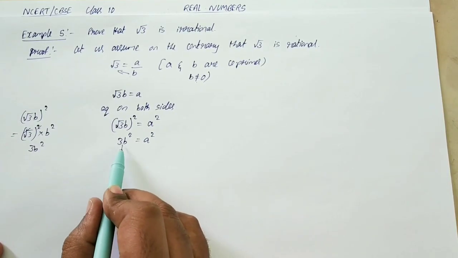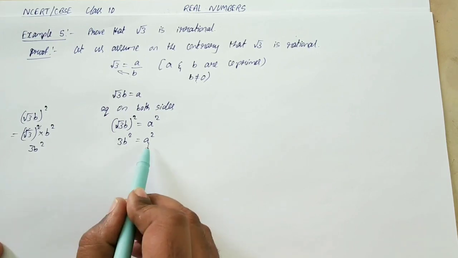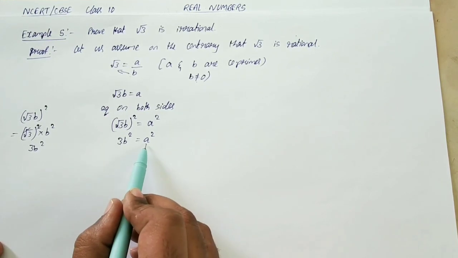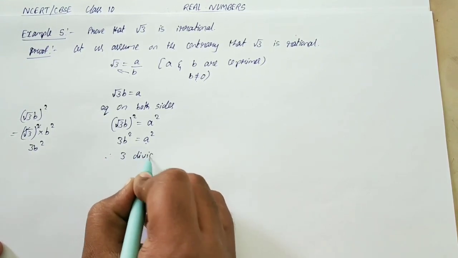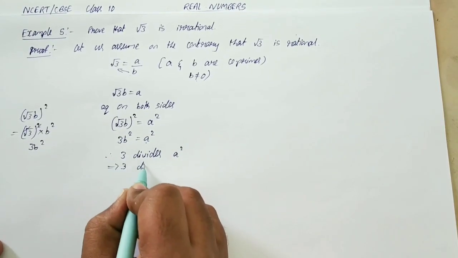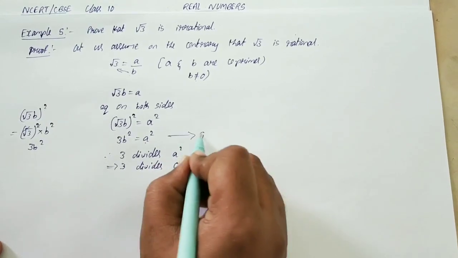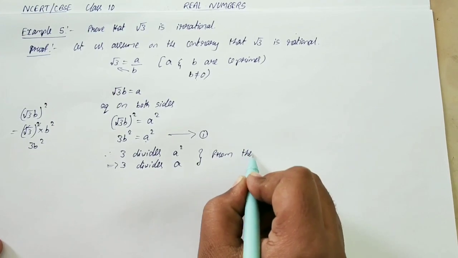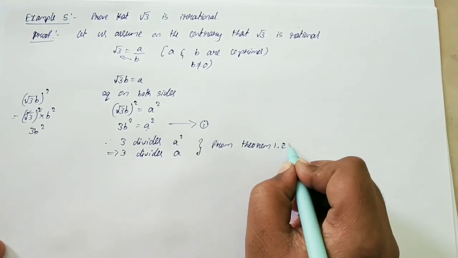So from this equation 3b square is equal to a square, we came to know that 3 is one of the factors of a square, right? So 3 is one of the factors of a square. That means 3 divides a square. That implies 3 also divides a, right? So let it be equation 1. This one is from theorem 1.2.